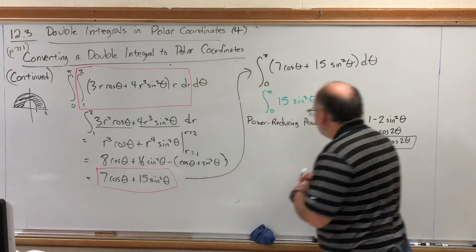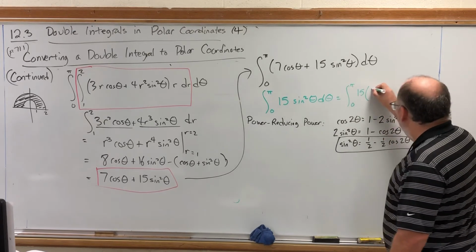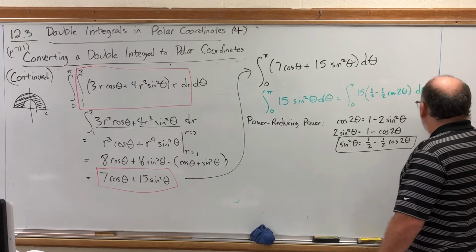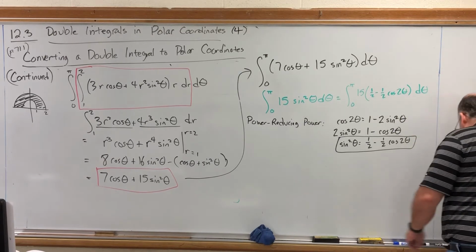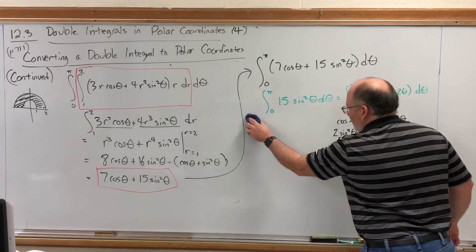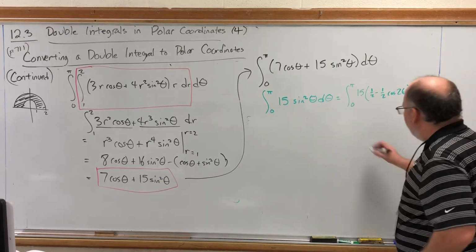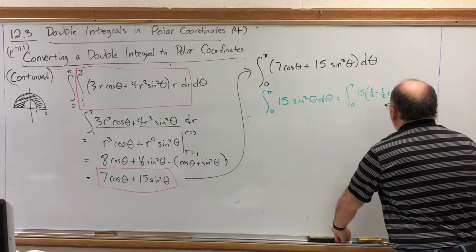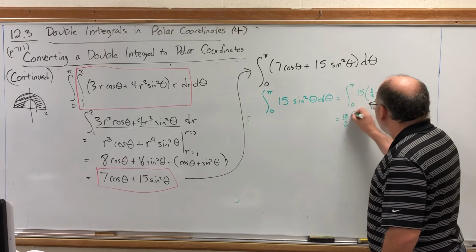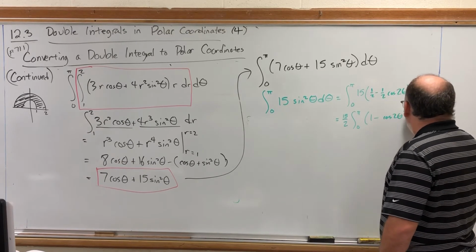And so that would transform the integrand to 15 times 1/2 minus 1/2 cosine of 2 theta d theta. And now we just integrate. We just integrate, that's all. It's just a calculus 1 problem. I'm going to do myself a favor. I'm going to factor out not only the 15 but the 1/2. So 15 halves integral from 0 to pi of 1 minus cosine 2 theta d theta.